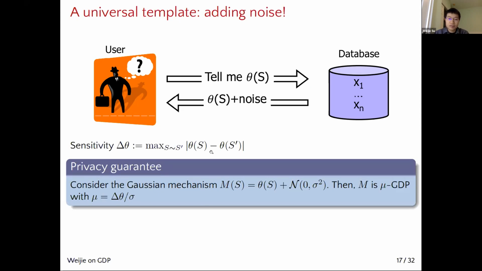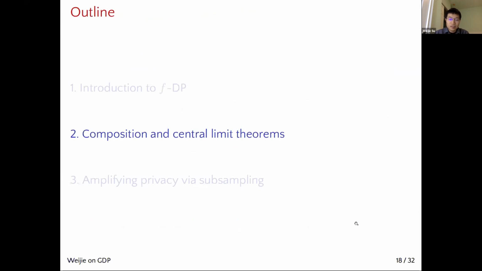Sensitivity is just the largest perturbation of this statistic on neighboring data sets. S and S prime here are neighboring, meaning they only differ by one individual. So this is the largest perturbation, and mu is related to the sensitivity like this. If the sensitivity is large, we need to add more noise, so sigma needs to be large. Also if mu is large, you are very liberal and don't require a high level of privacy, so you can add less noise. By this example, you see the Gaussian mechanism for GDP is just like Laplace noise for epsilon-DP. Now let's go to the second part: composition and the central limit theorems.